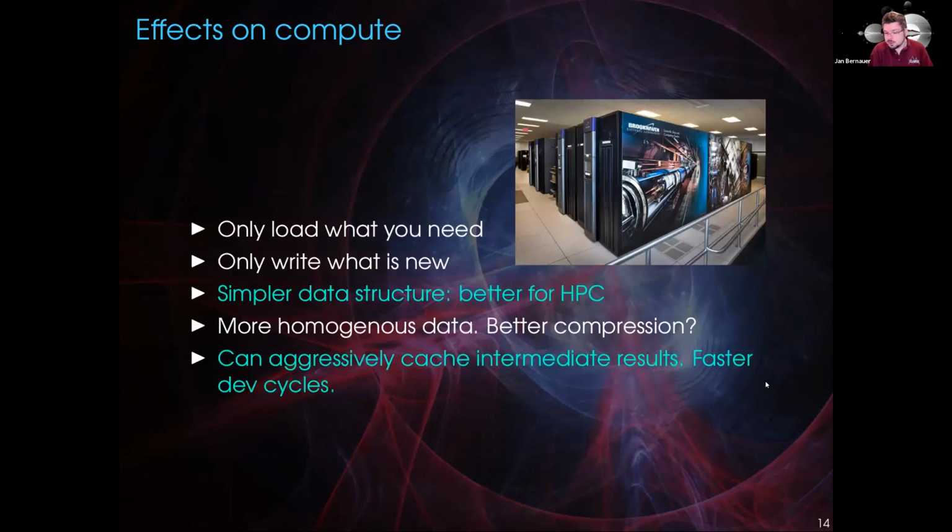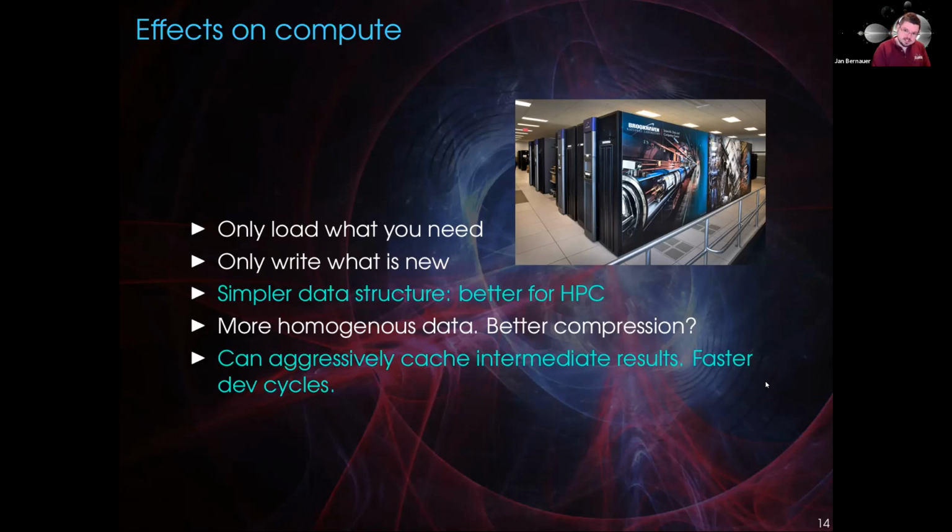So the effects on compute are similar, right? You only load what you need. So you only have to transfer the data to the nodes which is actually processed by the nodes. Only write what is new, the same thing, right? You only have to transport back what they actually produced.